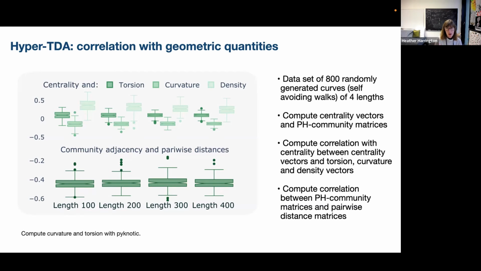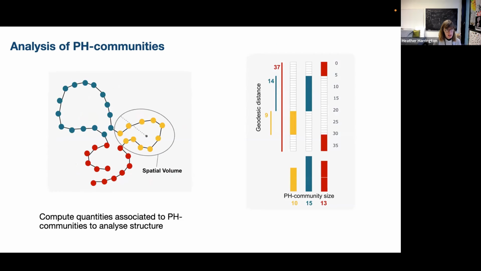So we wanted to try to understand what we are picking up in these pH communities. The next thing we looked at is what we call the spatial volume. Biologists call it the radius of gyration. The way I think about this is looking at the convex hull of the vertices in this community based on their 3-dimensional location. So we can compute spatial volume, and we can compute the number of vertices in each of these communities, which we call the pH community size.